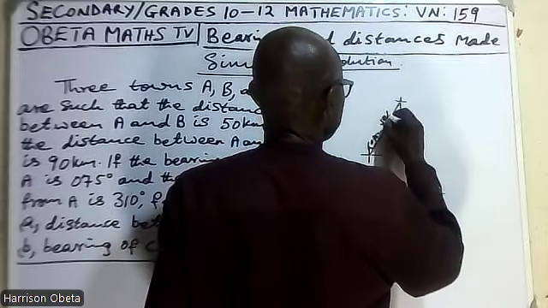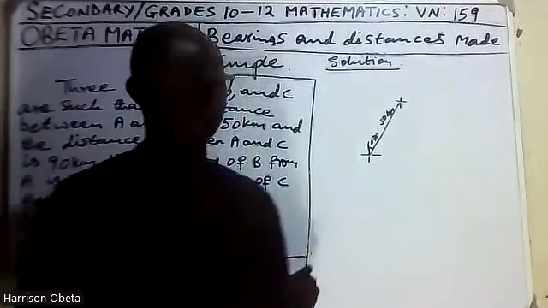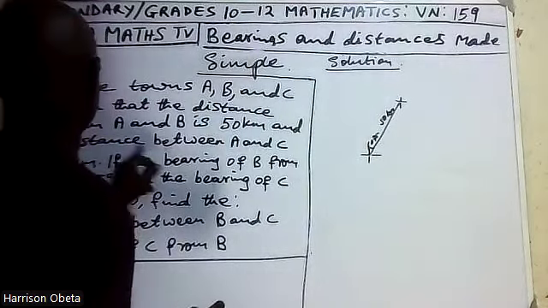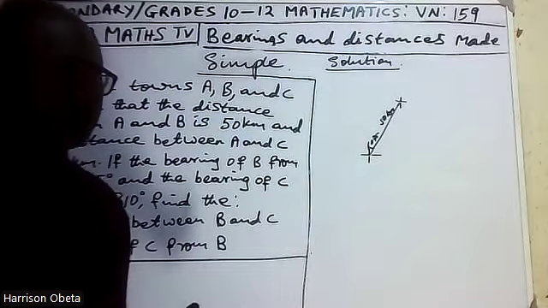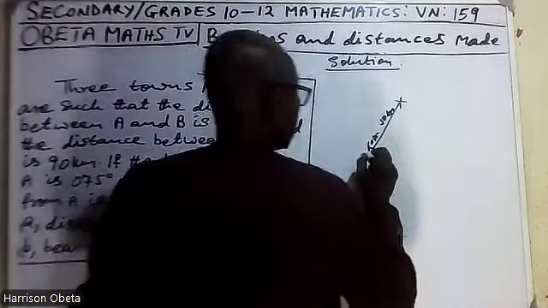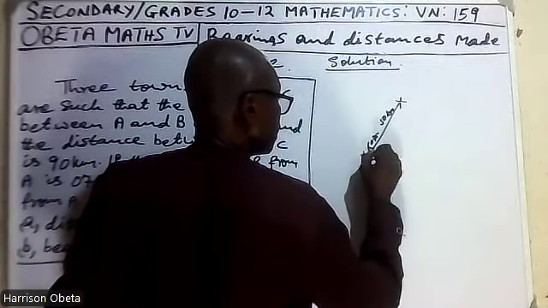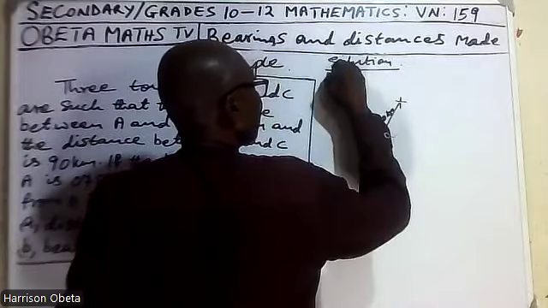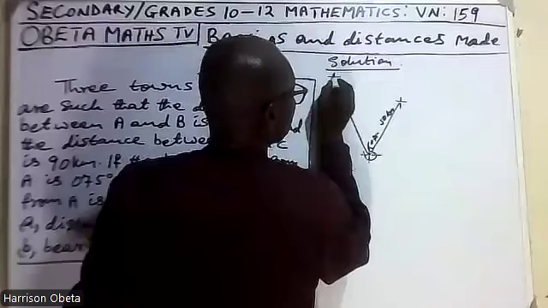And then this is 50 kilometers. Then the other one is 90. That is, the distance between A and C is 90, and then on a bearing of 310 degrees. So you start from here, go round to this point. So now we have this. Let's stop here. And then we have something like this.